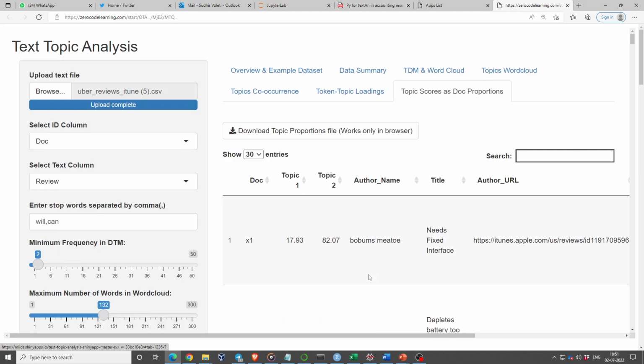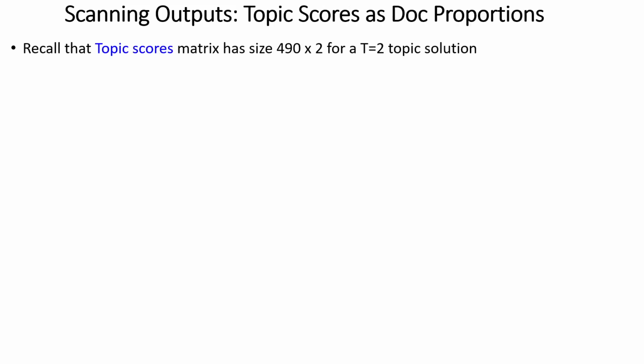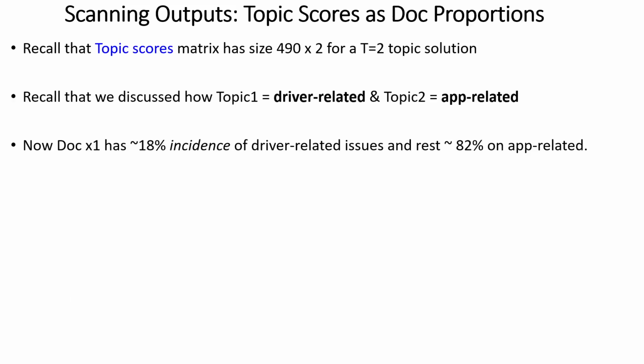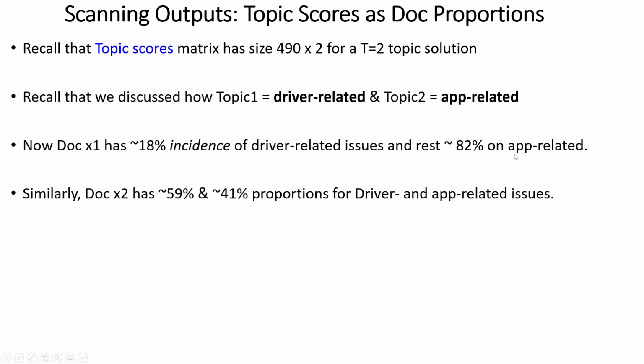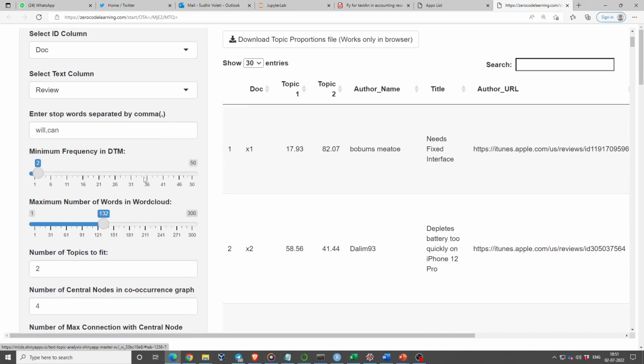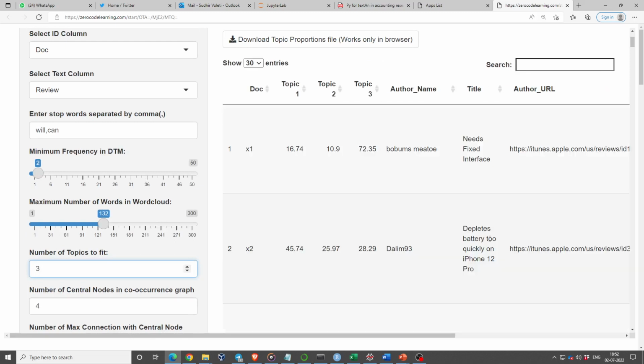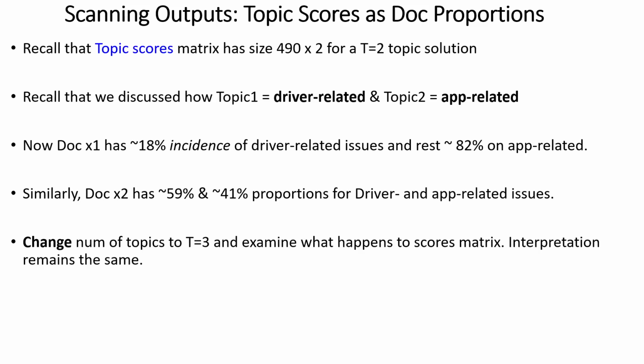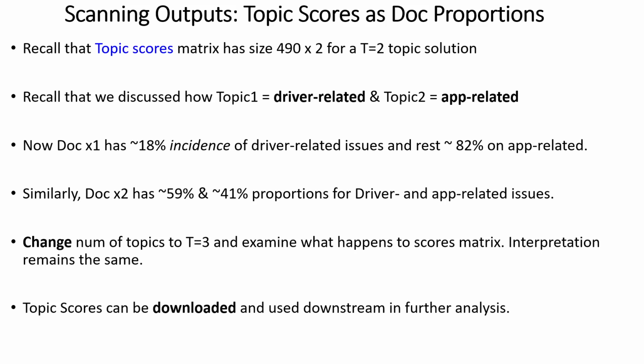So what I'm going to do is just re-emphasize what I talked about, recap that. So we saw this, right? So doc 1 having this incidence, this is how we would interpret the results shown in topic scores. Okay. You can change it to 3 and see what happens. I mean, this is kind of easy to do. So if you change this to 3, you will now have the proportion of each topic in that document showing up. That's basically what's going on. And remember, these can be downloaded and used in further analysis. So with that, let me stop this.